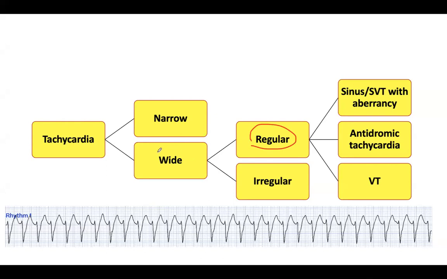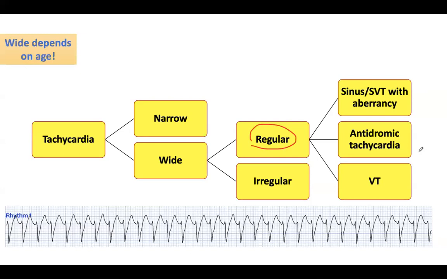So when you have regular wide complex tachycardia, you do have three main differentials. The patient might be having sinus tachycardia with aberrant conduction, or SVT with aberrant conduction, or antidromic tachycardia, and I'll explain these in a second, or a VT. Okay, guys? These are your main differential diagnoses. They should make sense in a minute here.